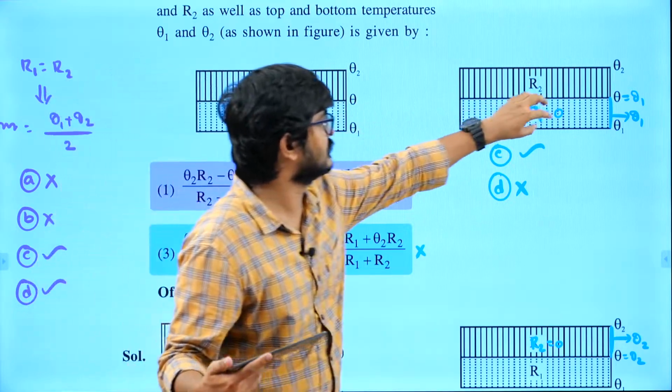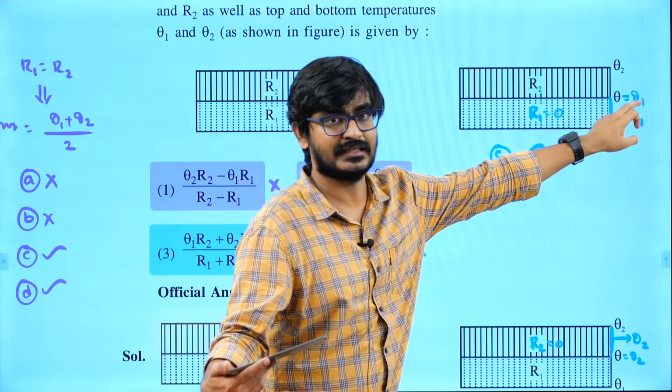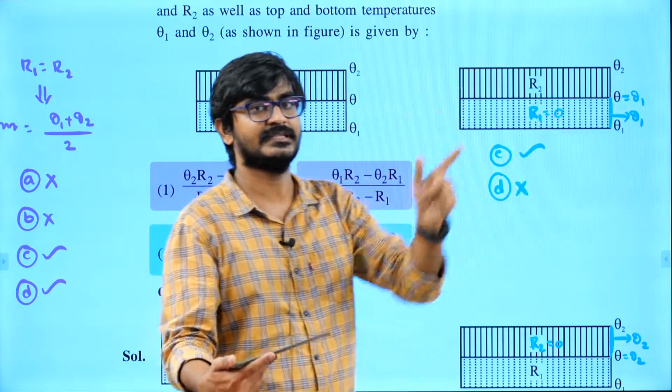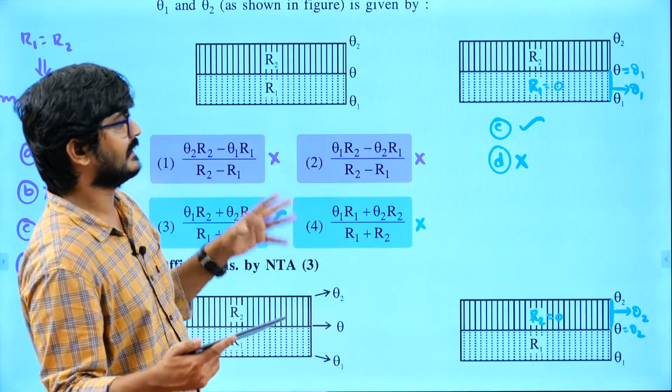If this resistance is 0, then this temperature and this temperature are going to be the same. So the answer has to be theta 1. When R1 equals 0, the answer has to be theta 1. Now out of these 2, which one will give you theta 1 when R1 is 0?